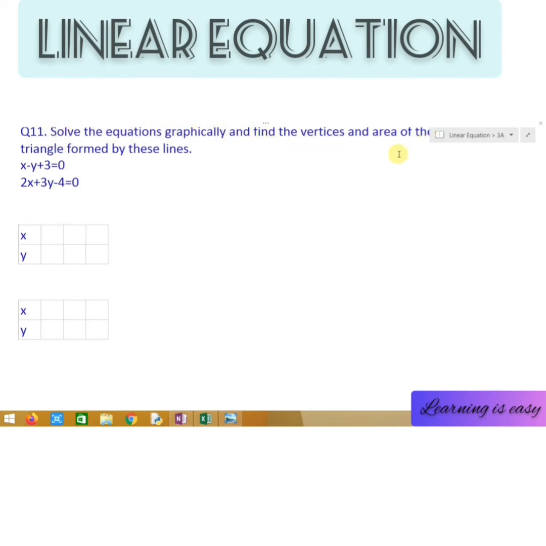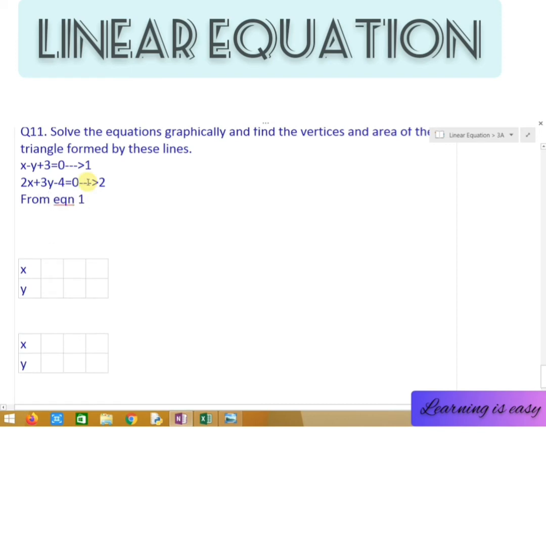Next we'll go to question 11, as all other questions are very similar pattern. Solve the equation graphically and find the vertices and area of the triangle formed by these lines. So question 11 is a bit different. 6 to 10 is very same as 1 to 5. It's in a very similar way. Here we need to find additionally the area of triangle and their vertices.